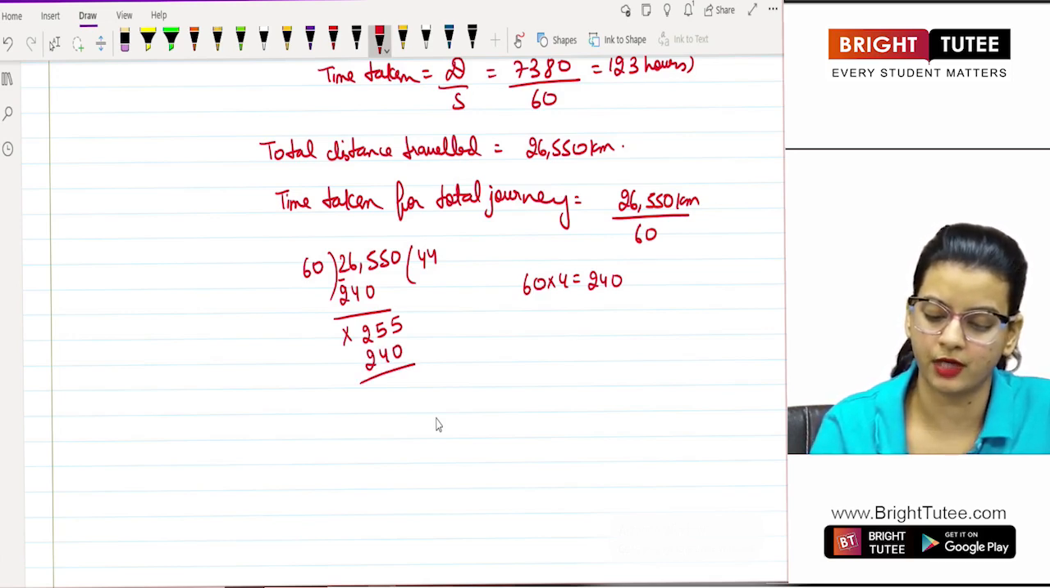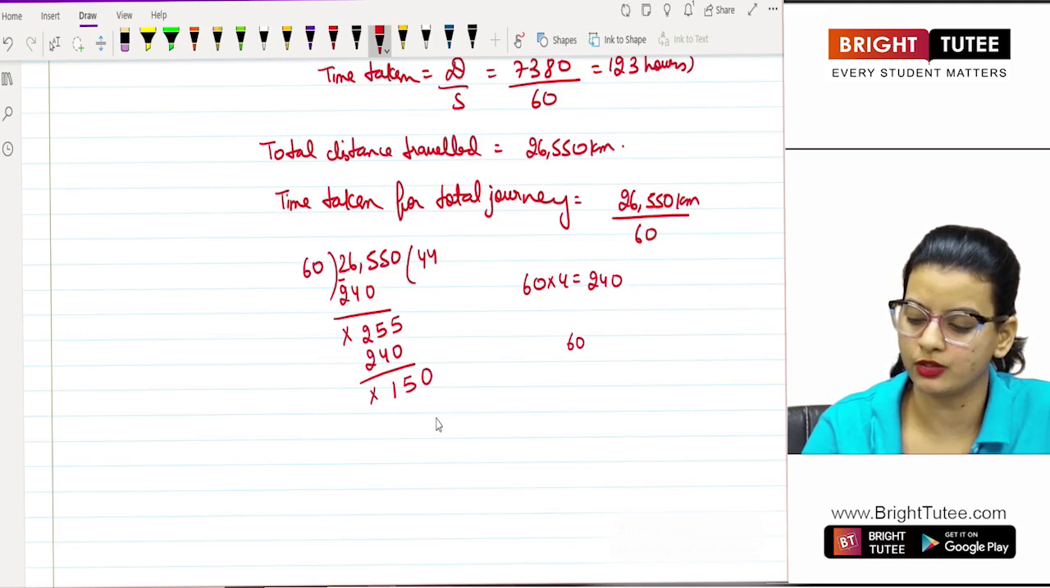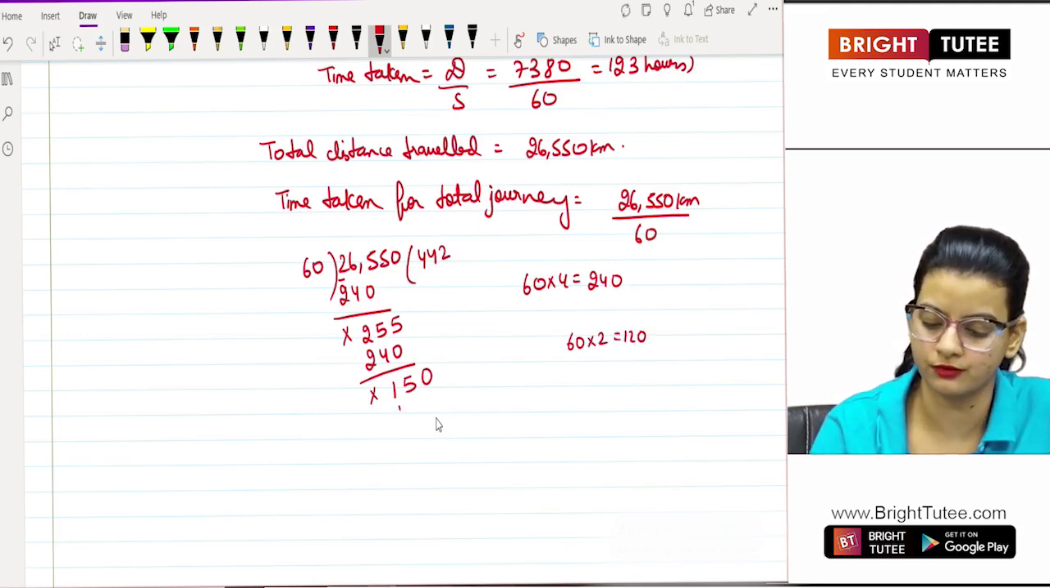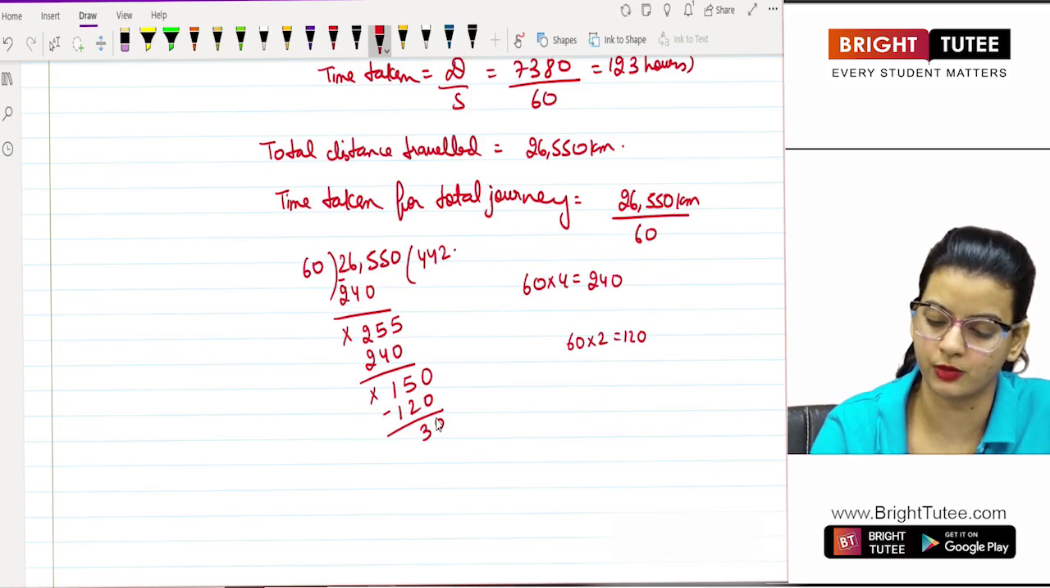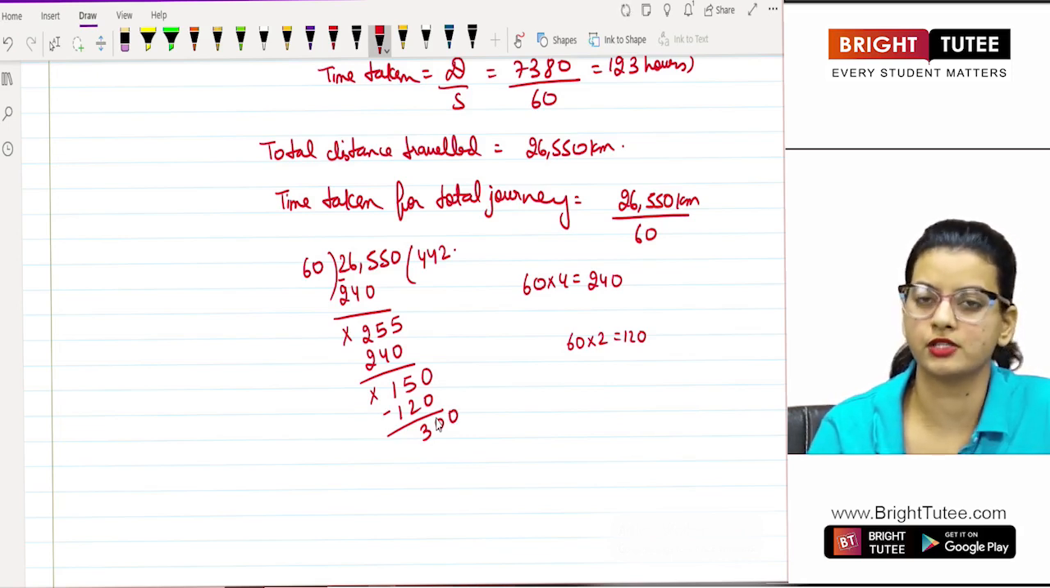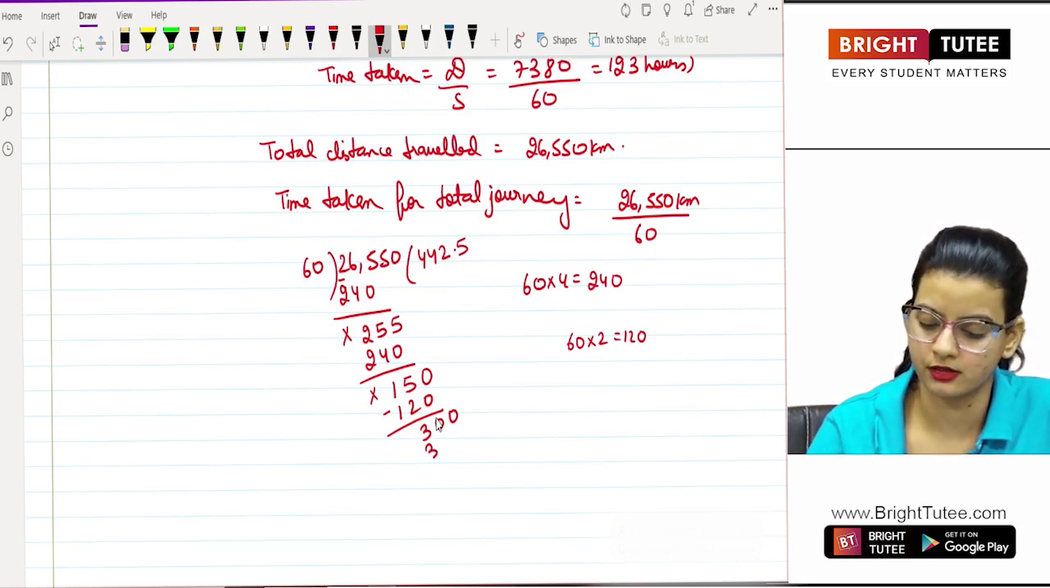5 minus 0 is 5. 5 minus 4 is 1 and 2 minus 2 is 0. So we have 150. We know that 60 into 2 is 120. So we have 5 minus 2 is 3. So this is 30. Now we'll put a decimal over here. We have 0. Now 60 into 5 is 300.